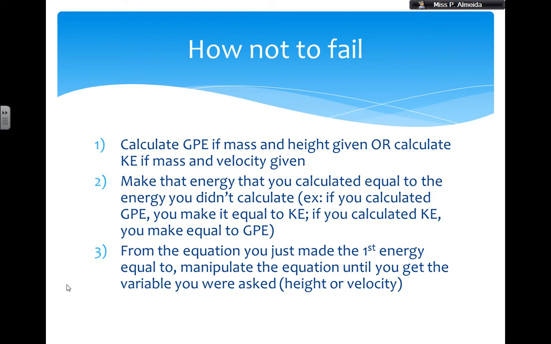And then, after you have that number equal to GPE, for example, write that number equal to the formula. And then from the equation that you made the first energy equal to, manipulate the equation until you get the variable that they are asking you. So change the subject of the equation to get the height or the velocity or something else, okay? So in 3 really simple steps, you ensure that you're not losing any marks in exercises where you have a transfer of gravitational potential energy into kinetic energy or the other way around, okay?